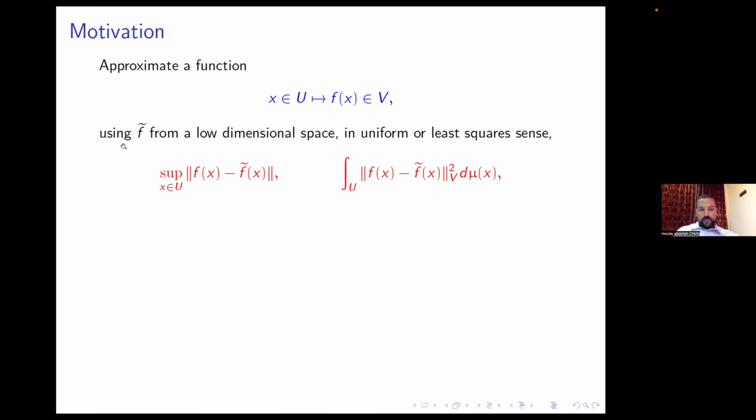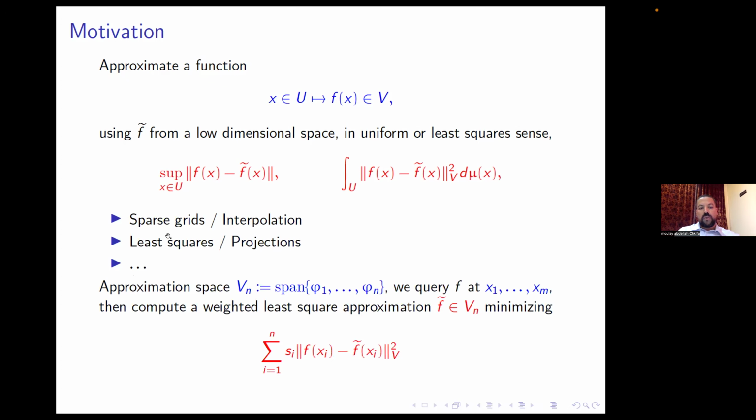Okay, so as I said, the objective is to approximate the function f, and we will approximate it with some f tilde from a low dimensional space, and ideally in the uniform norm. So everywhere in the domain U, we would like to approximate f, or in average, in least square average. So for this, there's a plethora of methods. There is sparse grid, interpolation, least square, all other kinds of projection operators. So there's a lot of methods. In this talk, I'll just talk about the least square, and more specifically, weighted least square.